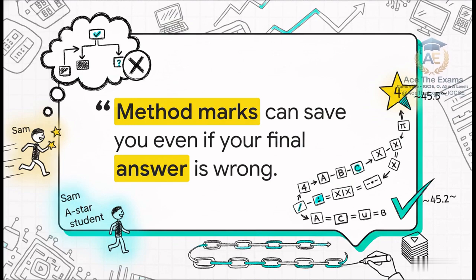Those are method marks, and they are the difference between a B and an A star. It's all part of our final system, which includes a time management matrix, allocating specific minutes, just showing you're working so you never leave these easy points on the table.